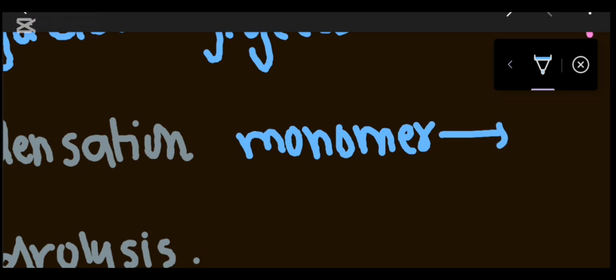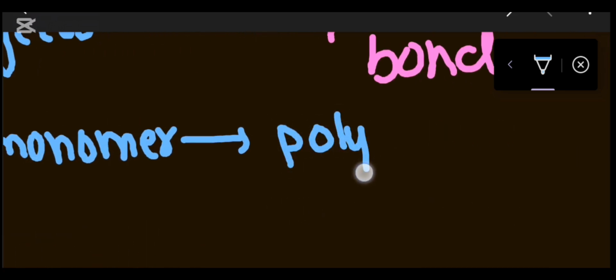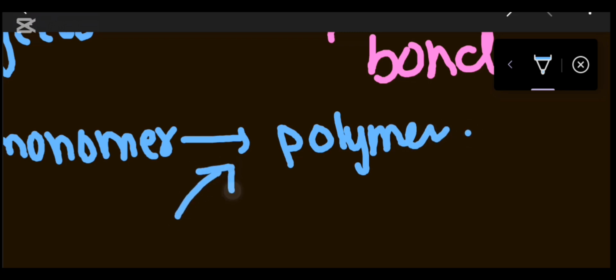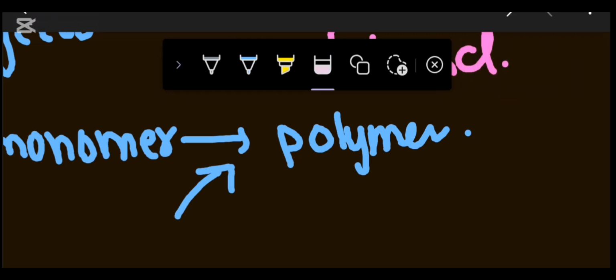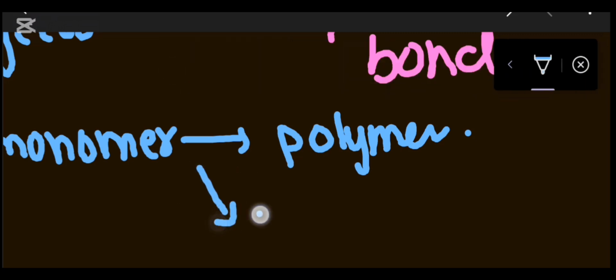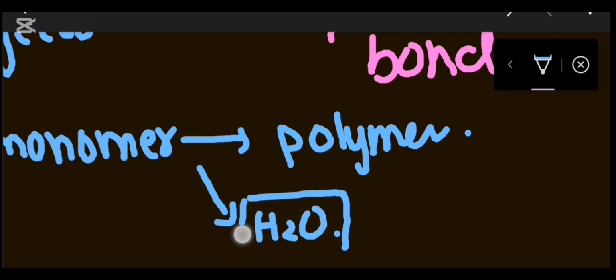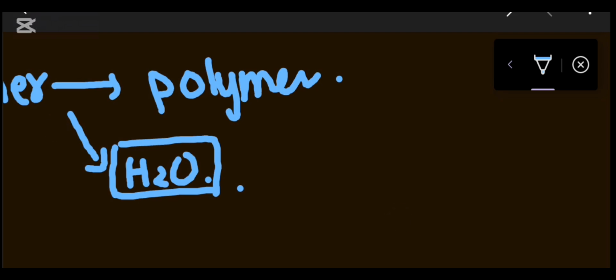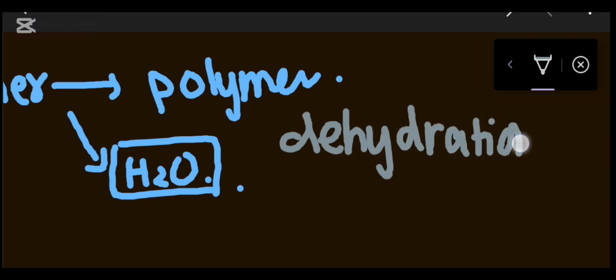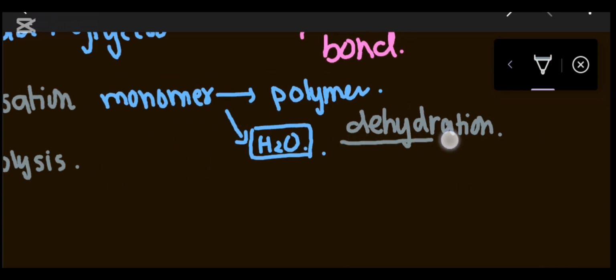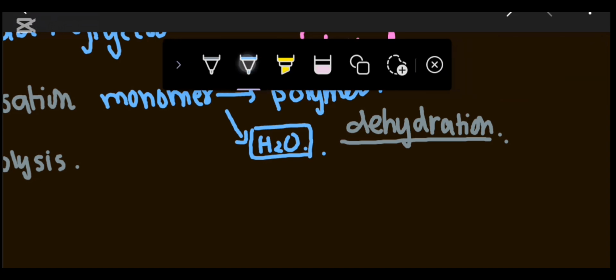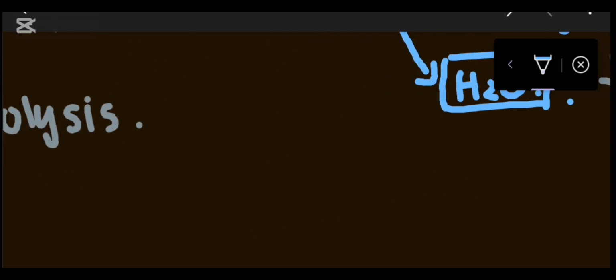Monomers form the polymer by the help of what? Sorry, not by the addition of water, but by the removal of water molecule. By the removal of H2O molecule, that process is known as condensation. As condensation is the removal of water molecule, it is also known as dehydration. Hydration means the person is hydrated, full of water, and dehydrate means the removal of water. So condensation is also known as dehydration, in which monomers combine and form polymer by removing the water molecule.